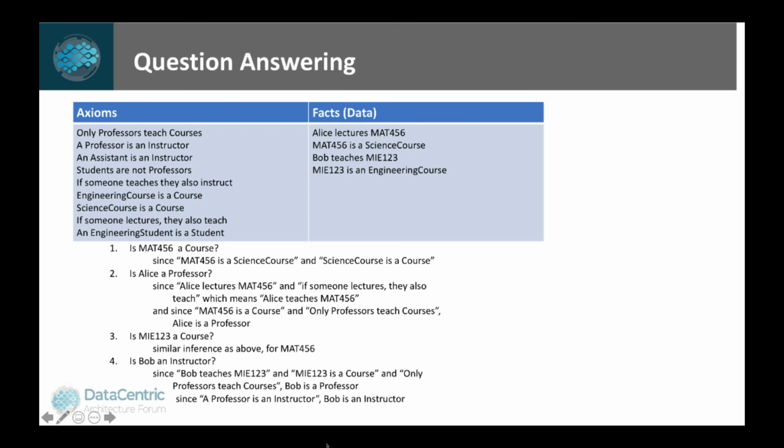The interesting thing is you cannot answer any of those questions by just using SQL queries on the data, right? There is nothing in the data that tells me that Math 456 is a course. The data tells me it's a science course, but it doesn't say it's an actual course. Nowhere does it say whether or not Alice is a professor, or that Bob is an instructor, right?